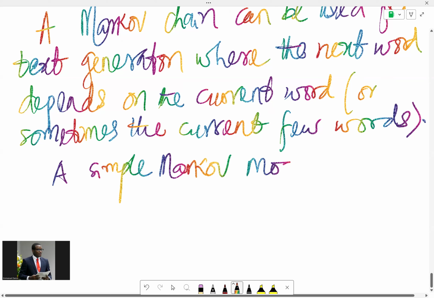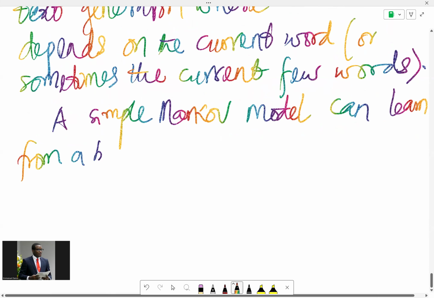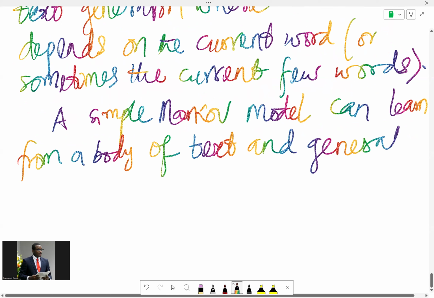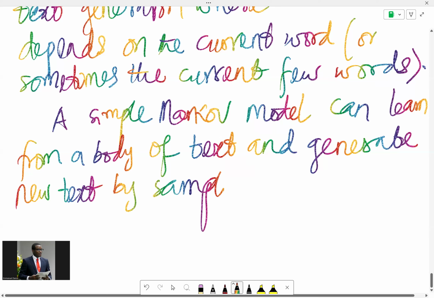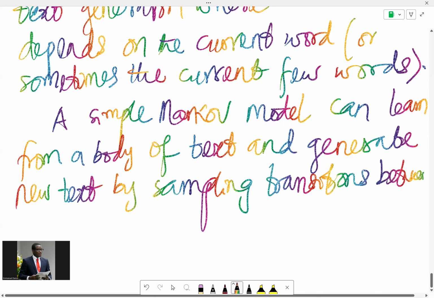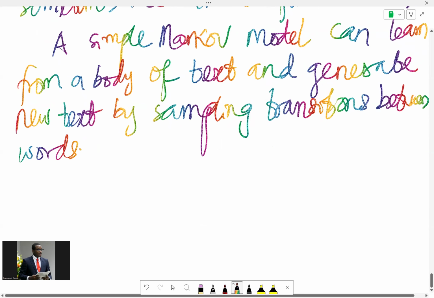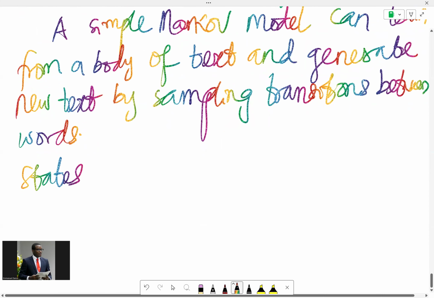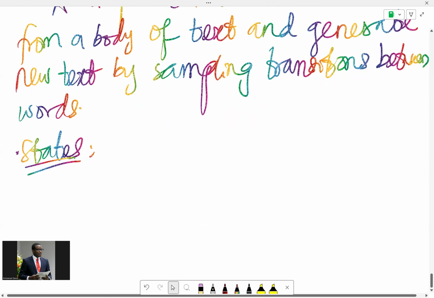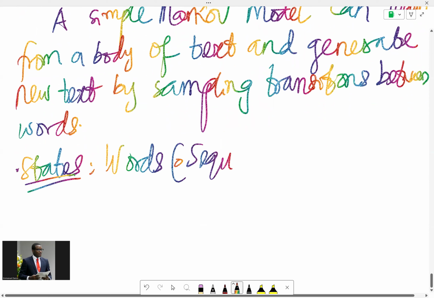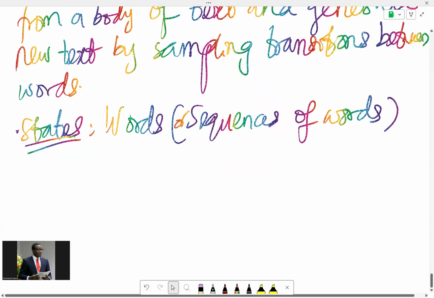So a simple Markov model can learn from a body of text and generate new text by sampling transitions between words. In this case, what are the states? The states are simply words or sequences of words. And then we have the transition probabilities.